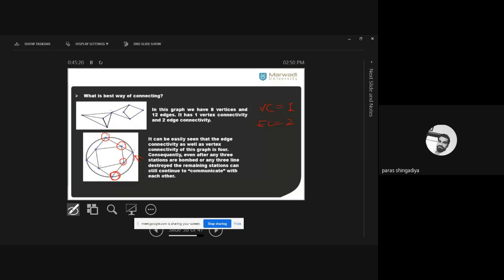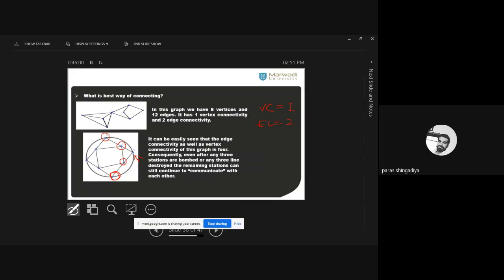Clear? Here there is only one possibility: delete one vertex, then we can easily make 2 partitions. But in the second graph, you have to delete at least 4 vertices to make the graph disconnected. You have to destroy at least 4 stations, then you can make the graph disconnected. By using a single vertex only, we cannot make the graph disconnected. If you destroy a single place, the rest of the places are still connected. If you destroy any 2 places, the rest is still connected. If you destroy any 3 places, the rest of the part is still connected. Rest of all the places are still connected.